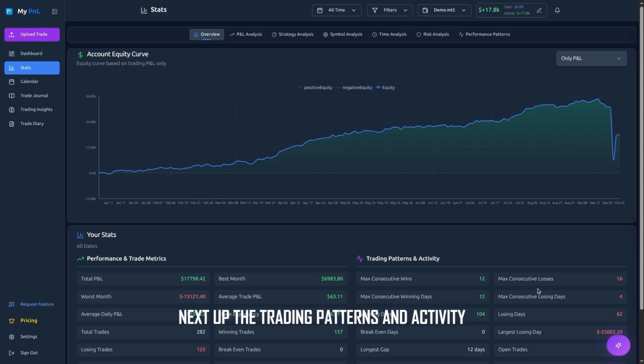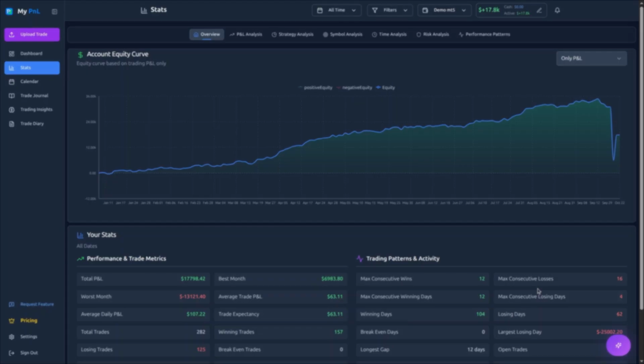Next up, the trading patterns and activity section gives you an overview of your trading behavior. You can see metrics like your maximum consecutive wins, losing streaks, and number of winning versus losing days. This helps you measure your emotional resilience and consistency, two key factors that separate good traders from great ones.